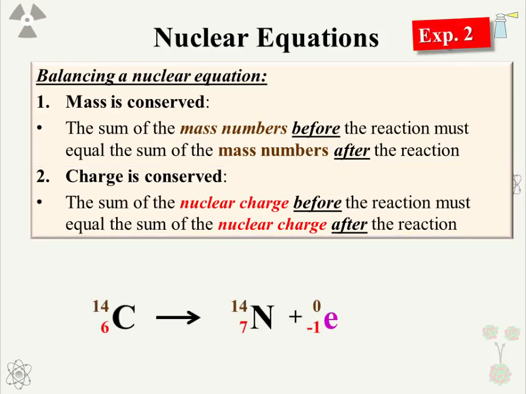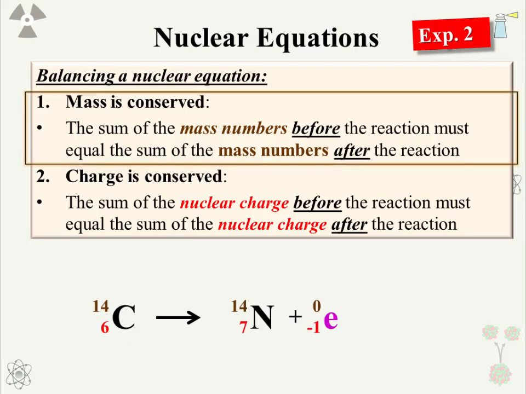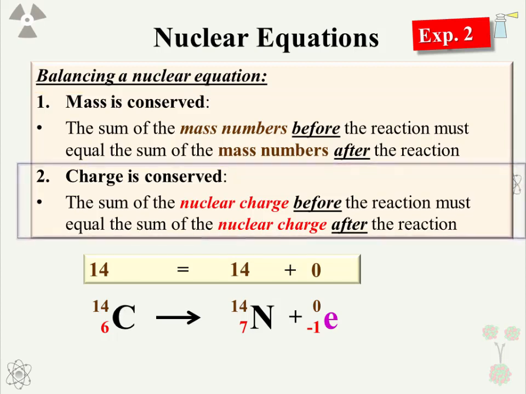Example 2 is the beta decay of carbon-14. Checking to see if it is balanced begins with verifying the conservation of mass. Is the sum of the mass numbers the same on both sides of the equation? The parent radioactive isotope has a mass of 14 AMU. The decay products have a mass of 14 AMU from the nitrogen and essentially no mass from the electron. Yes, mass is conserved. And charge?